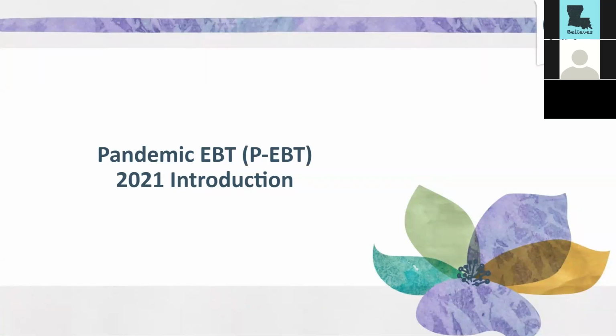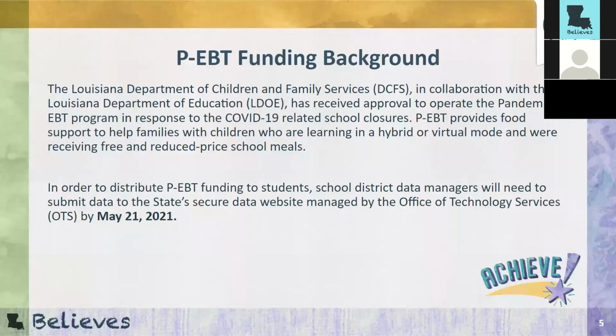So to start, we will start with the pandemic EBT 2021. And so this is regarding the student level P-EBT benefits that we're preparing to issue in the next few months. So a little bit of background about P-EBT. The Louisiana Department of Children and Family Services, through DCFS, in collaboration with the Louisiana Department of Education, have received approval to operate the pandemic EBT program in response to COVID-19 related to school closures. And this most recent approval that has been granted is for school year 2021. P-EBT provides food support to help families with children who are learning in either a hybrid or virtual model and were previously receiving free or reduced price meals.